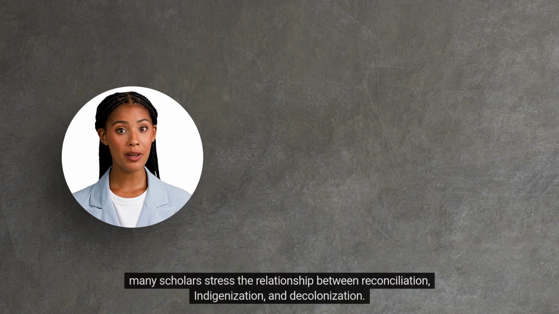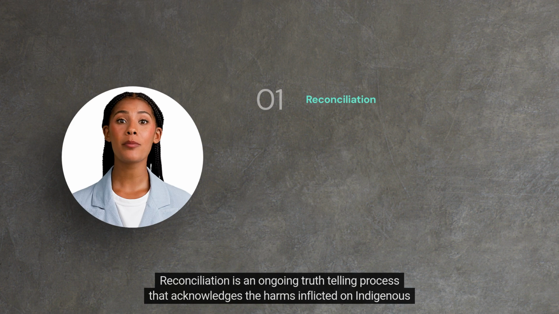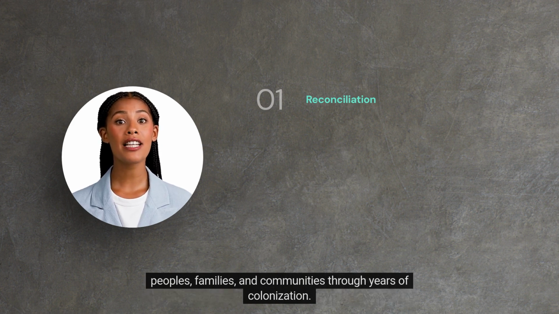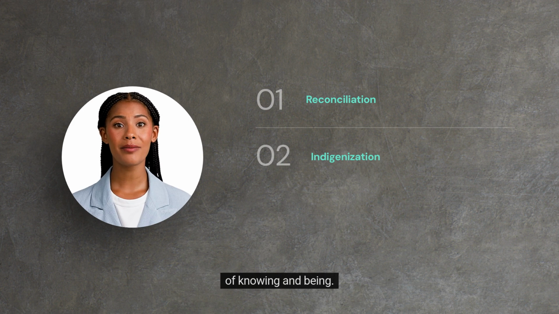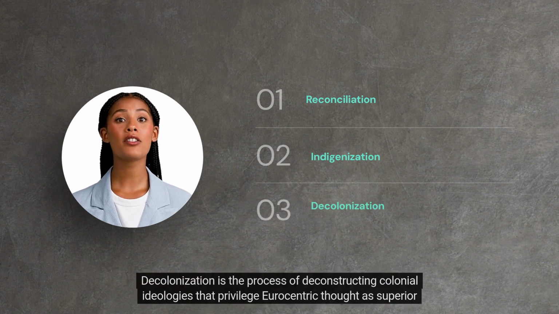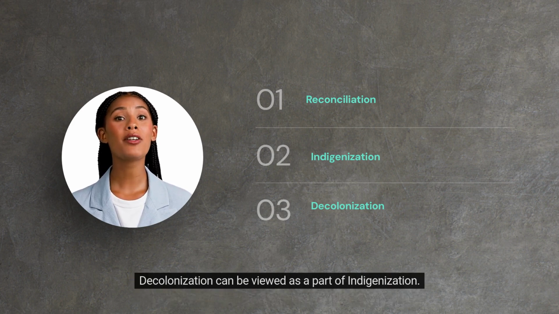Many scholars stress the relationship between reconciliation, indigenization, and decolonization. Reconciliation is an ongoing truth-telling process that acknowledges the harms inflicted on Indigenous peoples, families, and communities through years of colonization. Indigenization involves centering Indigenous worldviews through the meaningful inclusion of Indigenous ways of knowing and being. Decolonization is the process of deconstructing colonial ideologies that privilege Eurocentric thought as superior and universal systems of knowledge. Decolonization can be viewed as a part of indigenization.